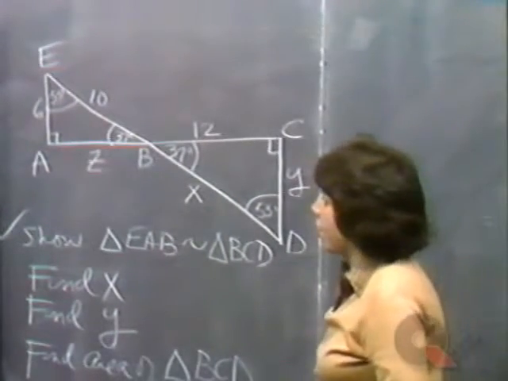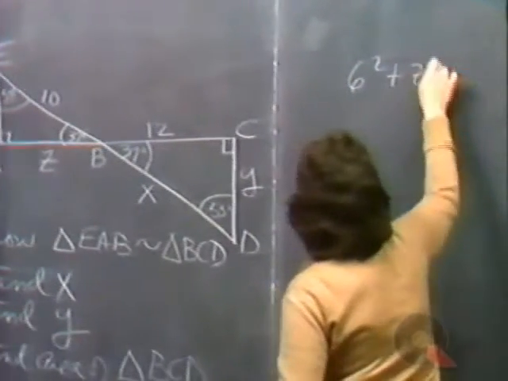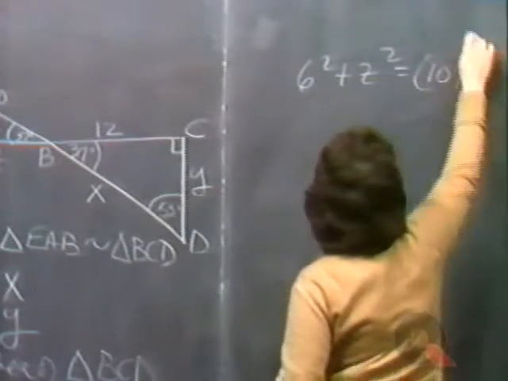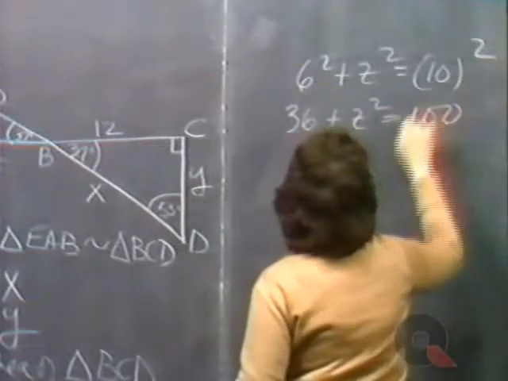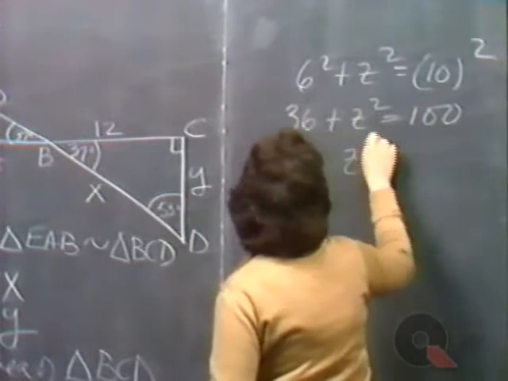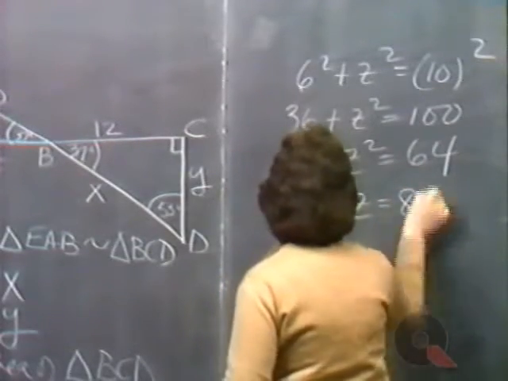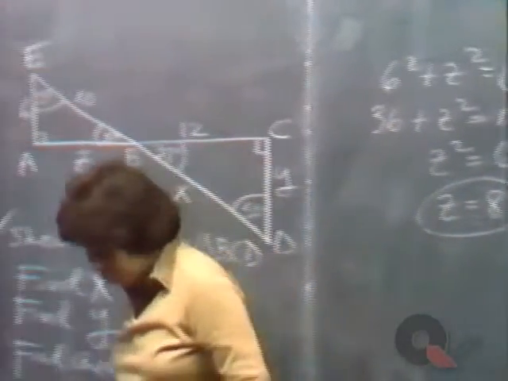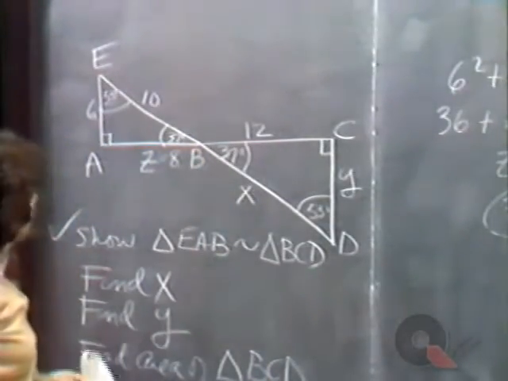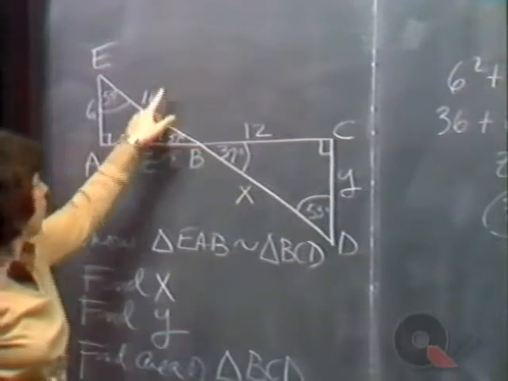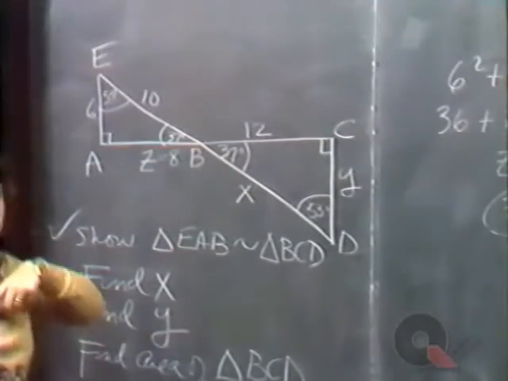Now to find Z, we're going to use the Pythagorean theorem. 6 squared plus Z squared is equal to 10 squared. 36 plus Z squared is 100. Subtracting 36 from both sides, Z squared is 64. Z is plus or minus 8, but we're only interested in the plus 8. Z is equal to 8. You could have also done this by saying, this is 3 times 2, this is 5 times 2, therefore this must be 4 times 2. It's a 3, 4, 5 triangle doubled.